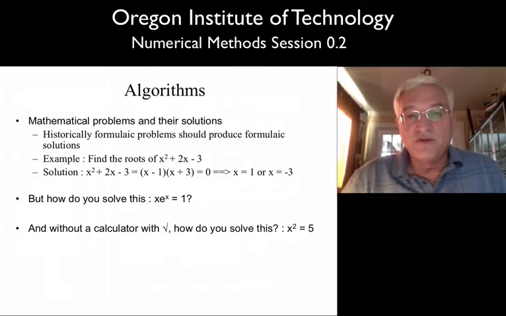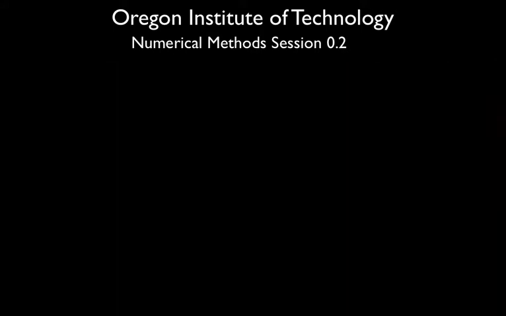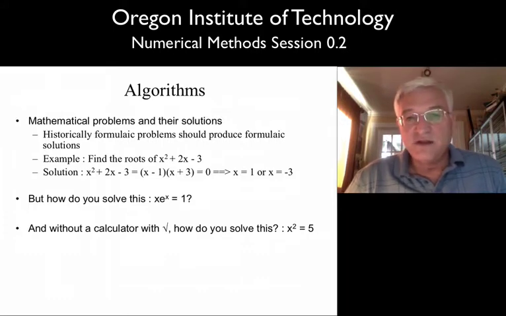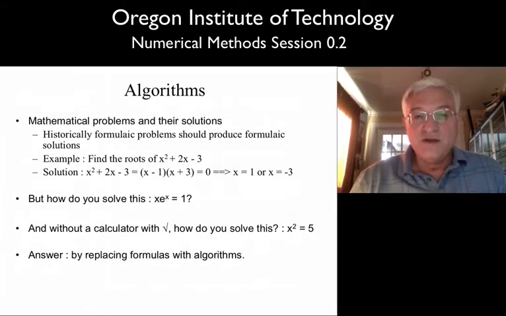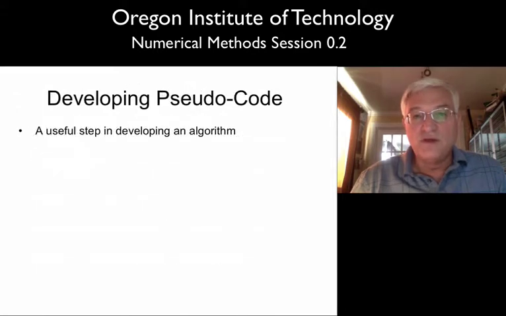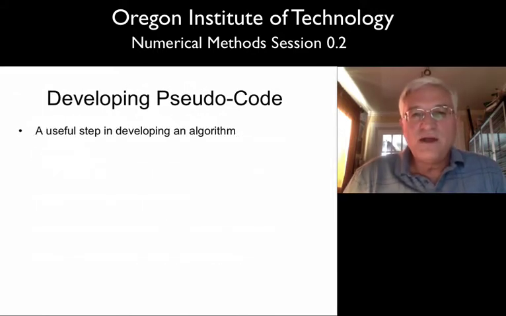Even something simpler that you think you can do very easily would be a square root. How do you find the solution to x squared equals 5? Well, you'd say that's easy. That's plus or minus the square root of 5. But what is a square root of 5? So how do we solve these problems? All of them can be solved, including the one that's easy to solve on top, with an algorithmic approach, replacing formulas with algorithms. So how might we get started at developing an algorithm?